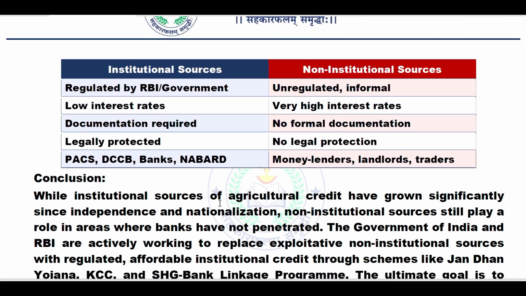So, institutional sources and non-institutional sources. If a question comes on the difference between them, you have to write in this manner. Regulated by RBI and government, versus unregulated or informal. Low interest rate, very high interest rate. Documentation required, no formal documentation required. Legally protected, no legal protection. Examples: DCCBs, banks, NABARD, versus money lenders, landlords, and traders.